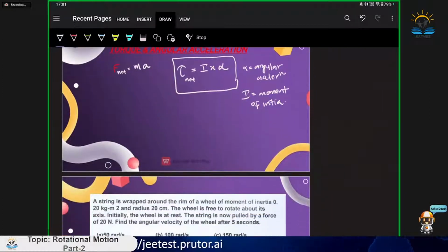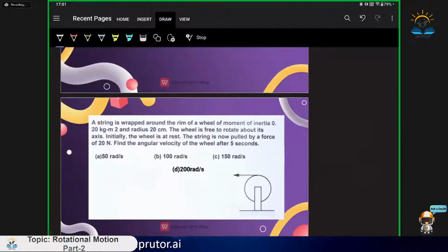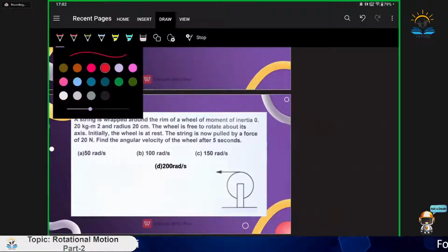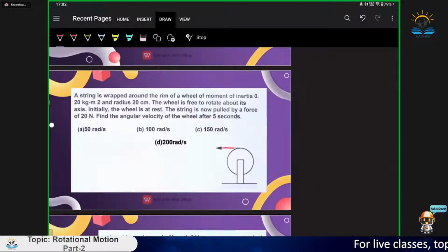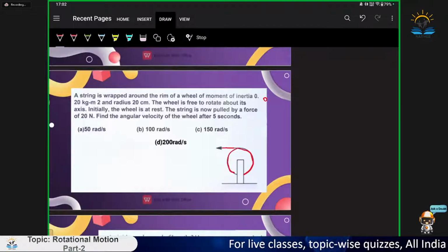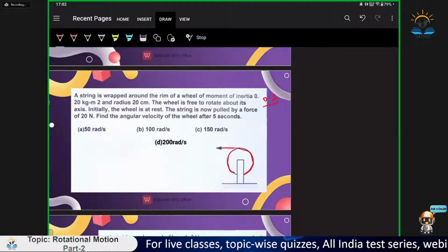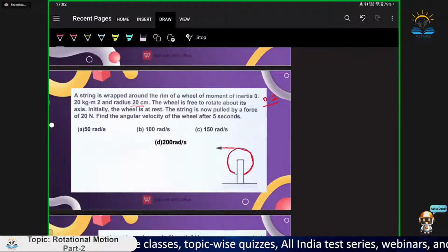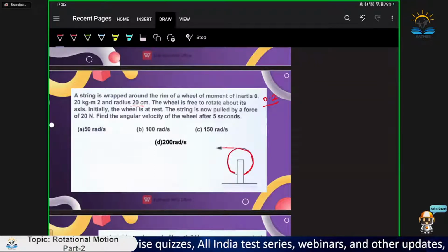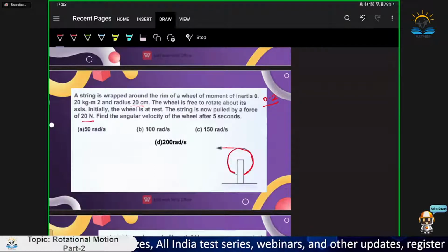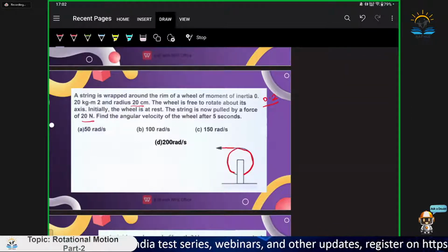So this is the first question. Let me read the question. A string is wrapped around the rim of a wheel of moment of inertia, 0.2 here. String is wrapped here, and the radius is 20 centimeter. The wheel is free to rotate about its axis. Initially, the wheel is at rest. The string is now pulled by a force of 20 Newton. Find the angular velocity of the wheel after 5 seconds.